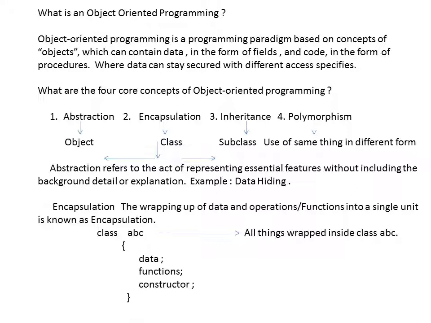Through encapsulation we create the class, and from the class we create the real-time entity that is called an object, and through the object you access other parts, the functions and other procedures. Similarly, what is abstraction? Abstraction refers to the act of representing essential features without including the background details or explanation. That means it is a kind of data hiding. How the data is coming, how the data is manipulated, you don't have to bother.